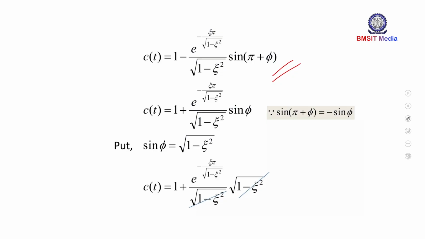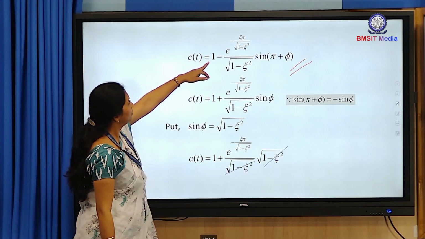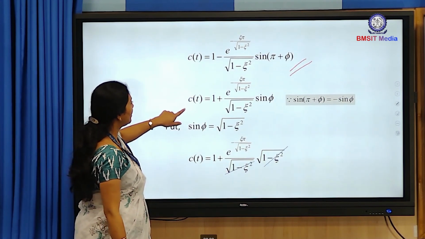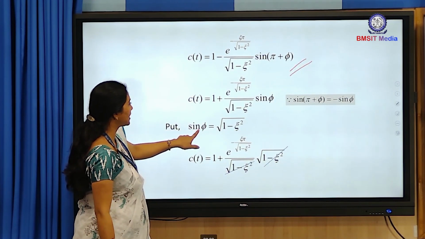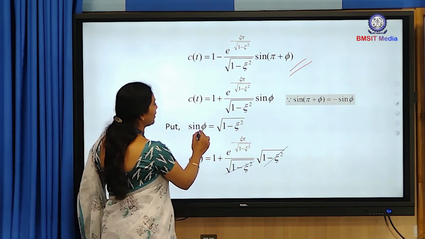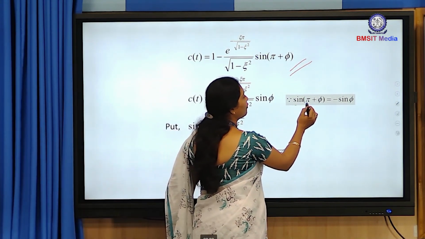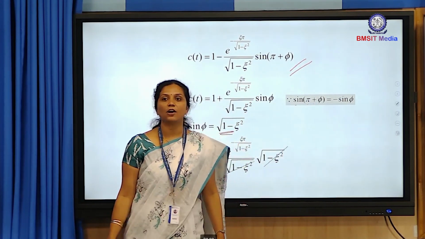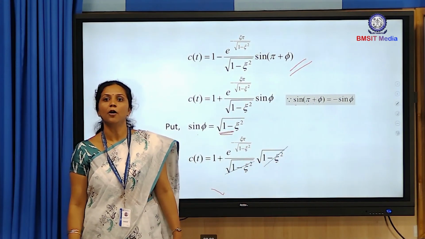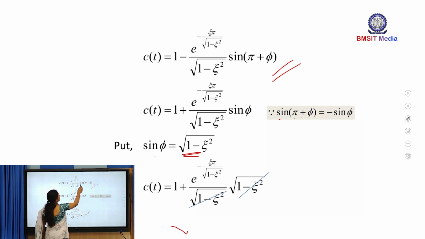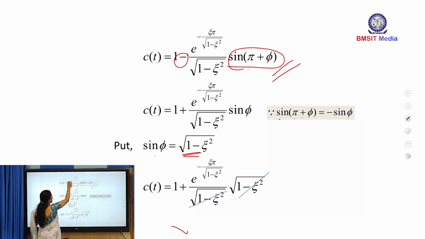So in this particular term, I will be again putting what is sin phi equal to. Root of 1 minus zeta square. And what is sine of pi plus phi equal to? Sine of pi plus phi is equivalent to minus sin phi. So I am just substituting that. So here, this negative sign now becomes positive and this became the sin phi function.